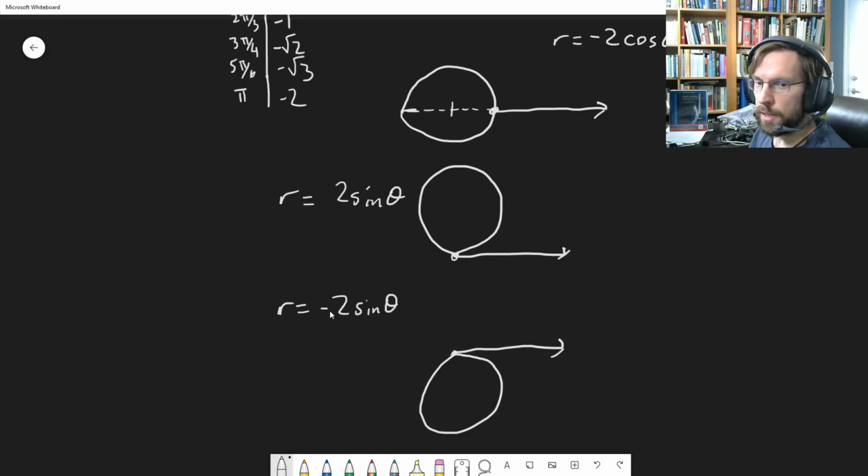So if r has a negative, r cosine theta is a circle to the right, r sine theta is a circle facing up, and then if it's negative, it's reversed across the pole.